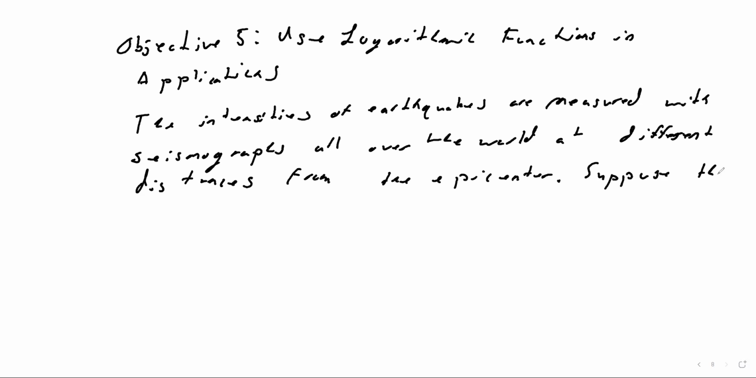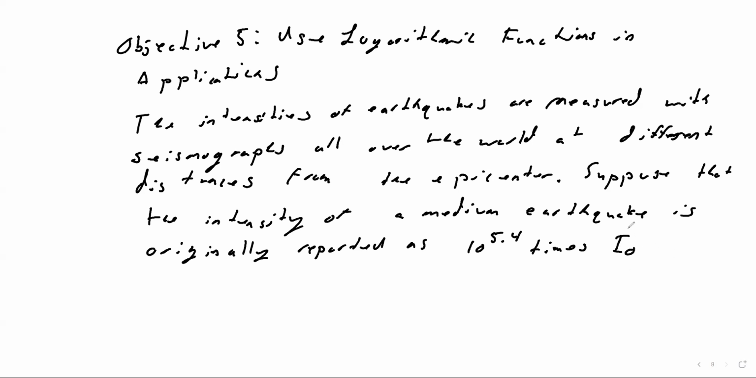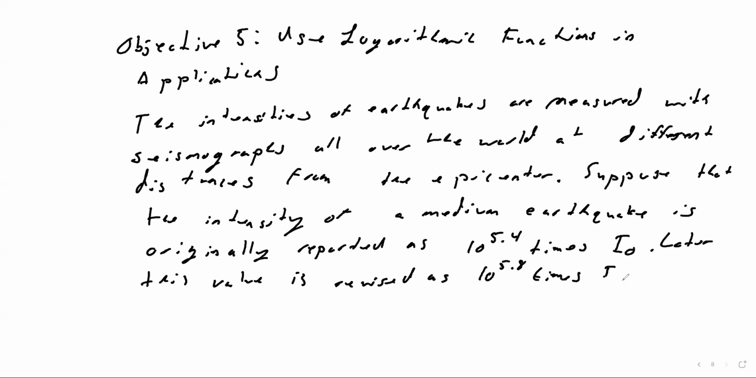Suppose that the intensity of a medium earthquake is originally reported as 10 raised to the 5.4 times the initial intensity, and then later this value is revised as 10 raised to the 5.8 times the intensity.